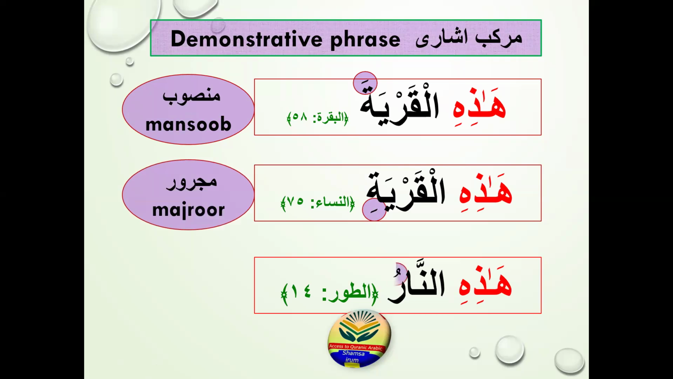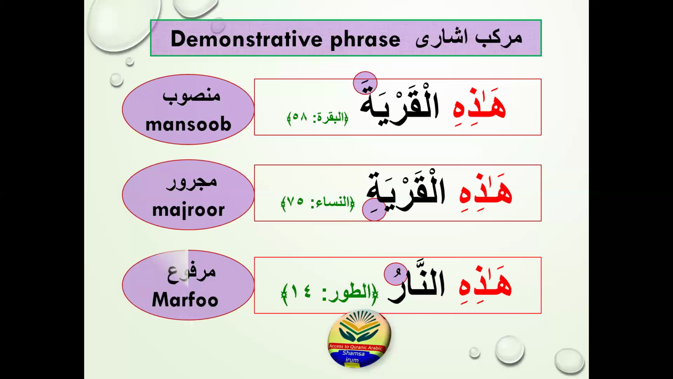And the last one ends on dhamma, so it means it is marfu. What is the Arab here? Hazihin naru. It is marfu because it ends on dhamma. Now, if I ask you what's the gender here, all of these are feminine. All of these are singular, and the Arab is different, and you know that they all are definite. Okay. So next, go to the next slide.